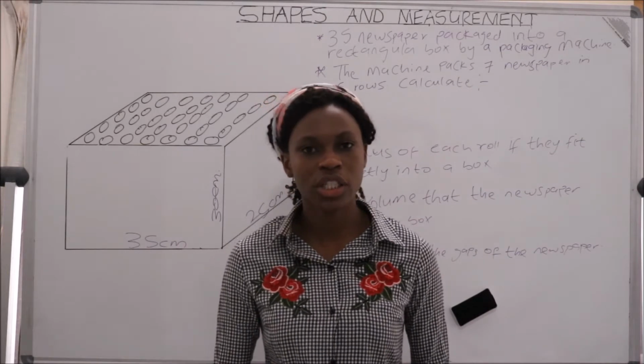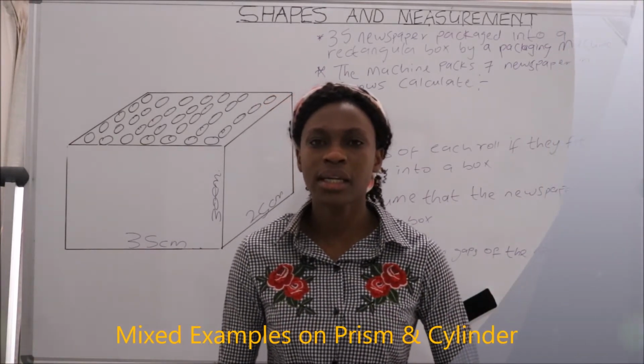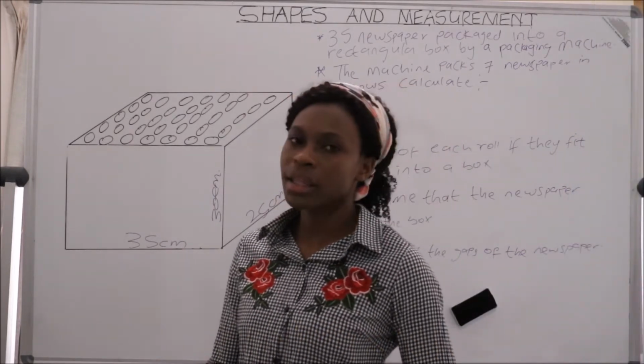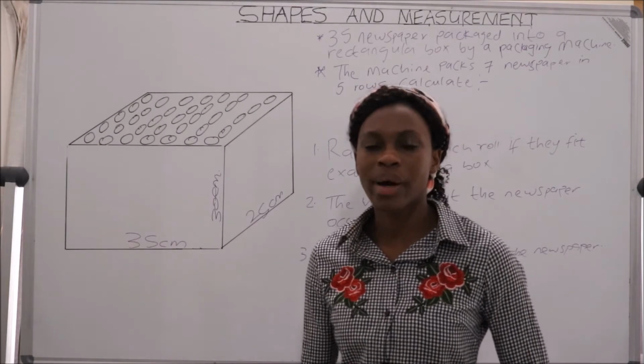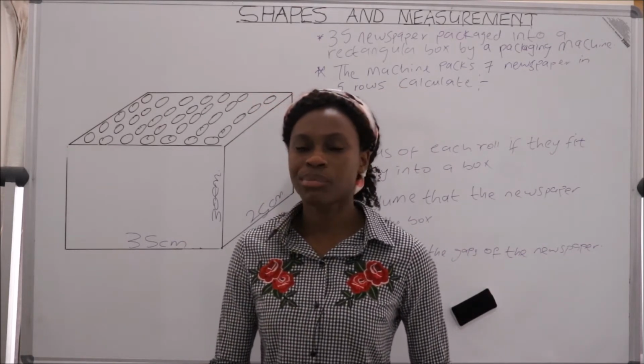Regarding the previous two lessons on shape and measurements, where we dealt with the shape of a cylinder and also a right prism, the example that we're going to be doing today combines the two lessons, a cylinder and also the right prism.